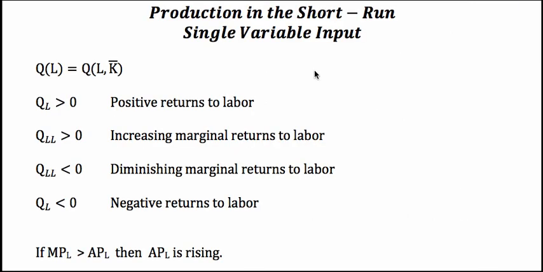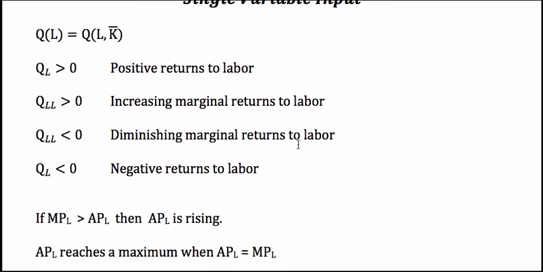So to sum up the key characteristics of production in the short run with a single variable input, we have the zone of positive returns to labor, which includes increasing marginal returns to labor, diminishing marginal returns to labor, and finally negative returns to labor.